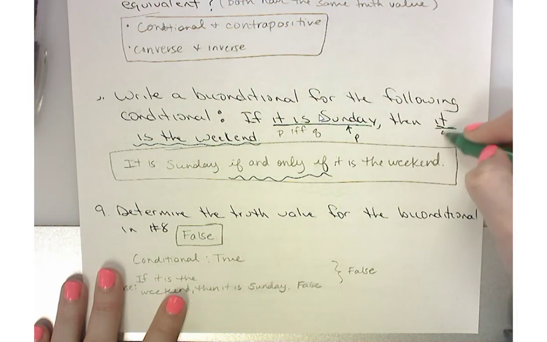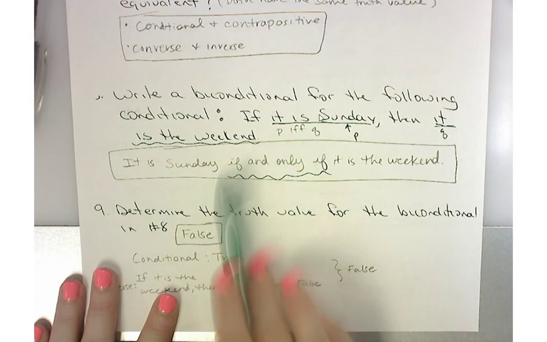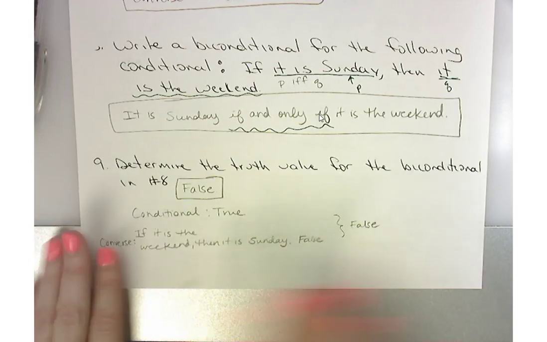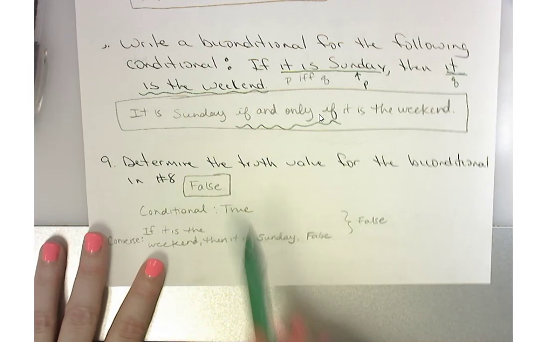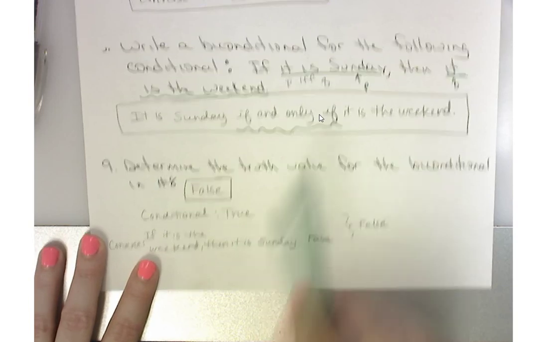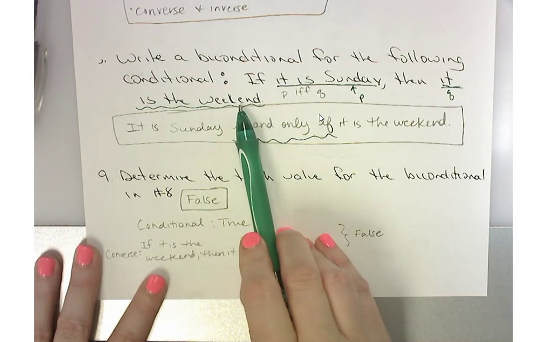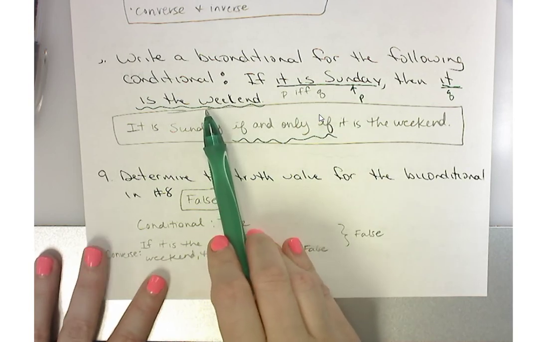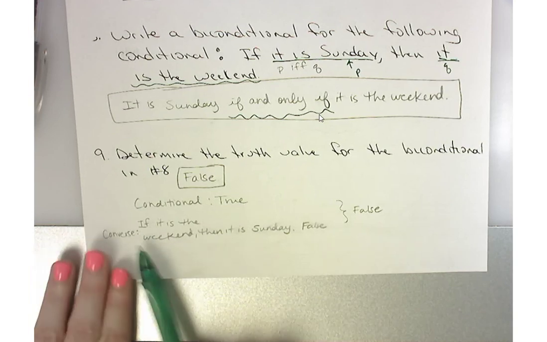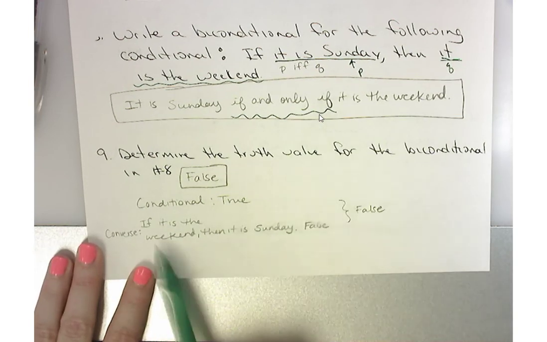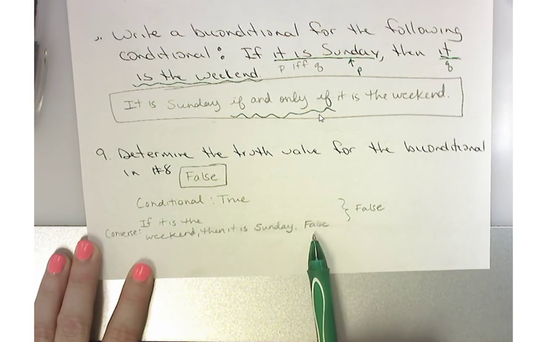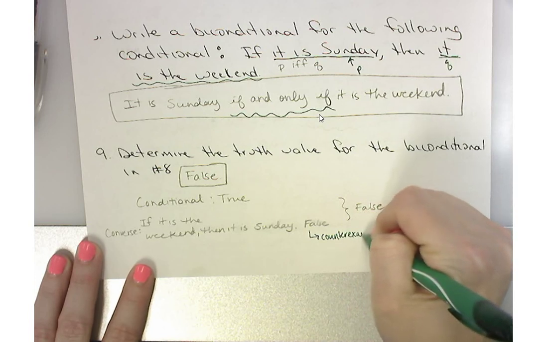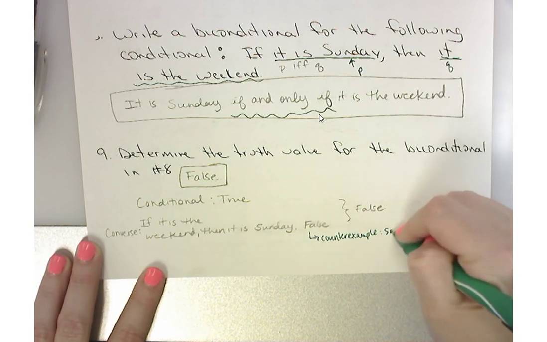This is determine the truth value for the biconditional in number 8. Okay, so the conditional is true. The conditional is if it is Sunday, then it is the weekend. Would there be a counterexample where it's Sunday and not the weekend? No, if it's Sunday, it's the weekend. Okay, the converse is if it is the weekend, then it is Sunday. That is false. What is a counterexample? Saturday. All right. Okay, so the counterexample would be Saturday, so that's why it's going to be false. Remember, if one is false, the entire biconditional is false.